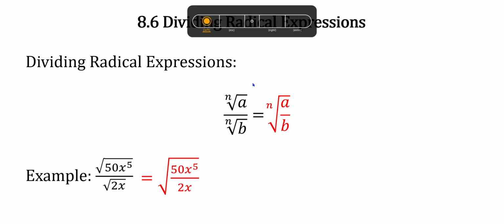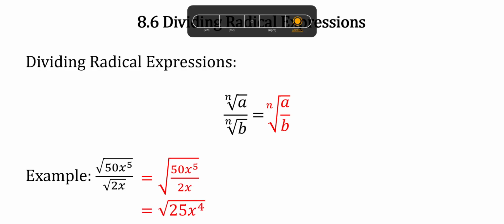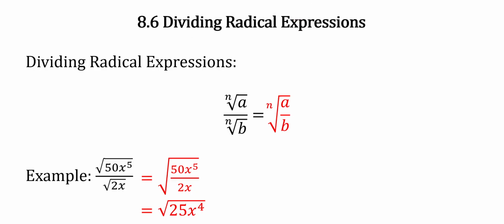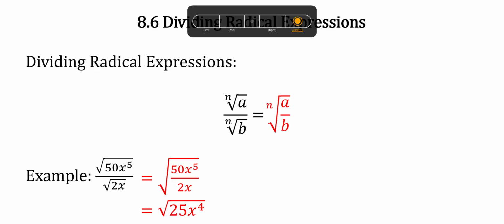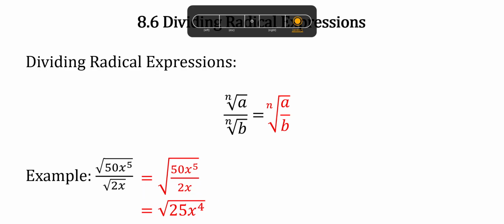Then you just deal with the inside. 50 divided by 2 is 25. X to the 5th over x will just be x to the 4th. Square root of 25 is 5. Square root of x to the 4th is x squared. So really the only thing you have to do here is put the square root over everything, simplify everything first inside, and then deal with the radical part, okay?